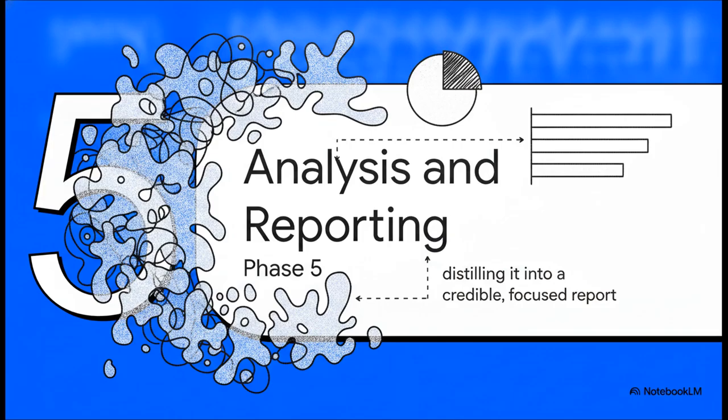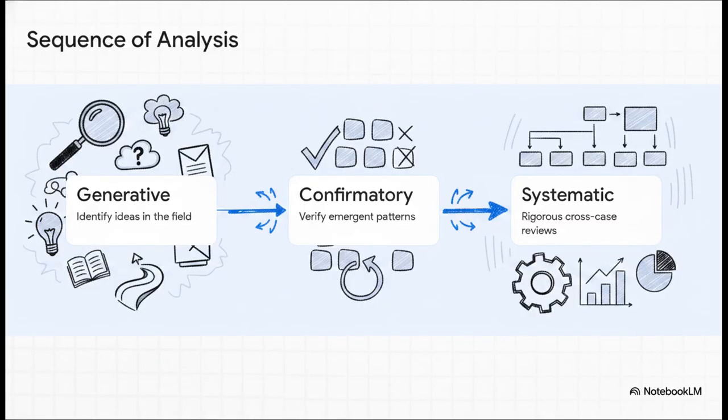Finally, we arrive at Phase 5, Analysis and Reporting. There is a massive misconception out there that analysis only happens at the very end of a project. Well, according to Patton, it's actually a sequence. You start generating ideas while you are still out in the field. Then you confirm those hunches as your fieldwork wraps up. And only then do you systematically test those patterns across your entire pile of data. It's a continuous, evolving journey of discovery, not just a final step.